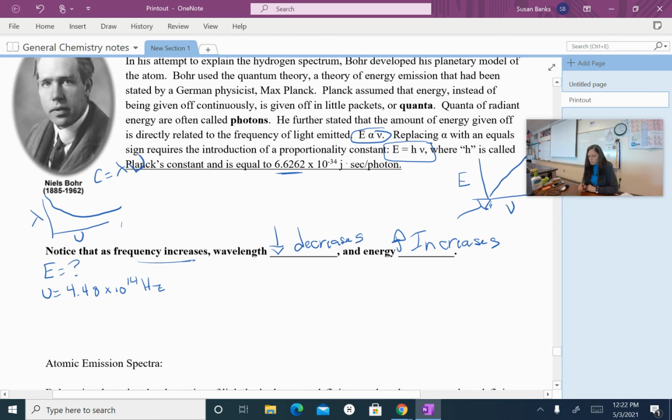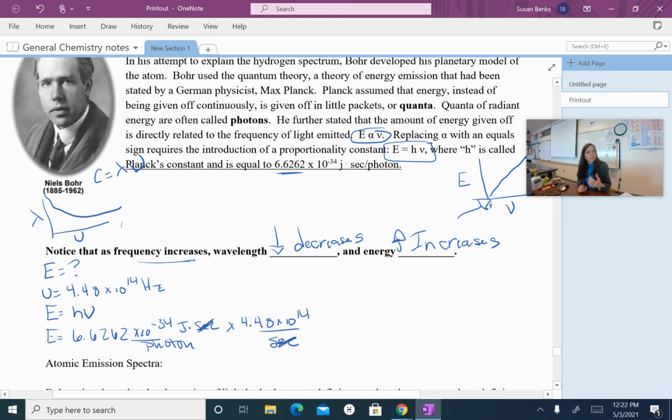So I'm going to use this equation where energy is equal to Planck's constant times the frequency. So I'm going to have energy is equal to 6.6262 times 10 to the negative 34 joules times second all over photon. And then I'm going to multiply it by the frequency, which is 4.48 times 10 to the 14th. And hertz is really per second. So the seconds cancel out, and I'm left with joules per photon. Joules is just a matter of energy.